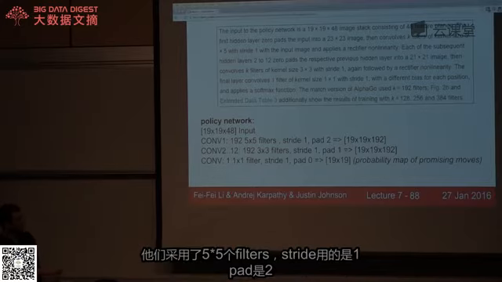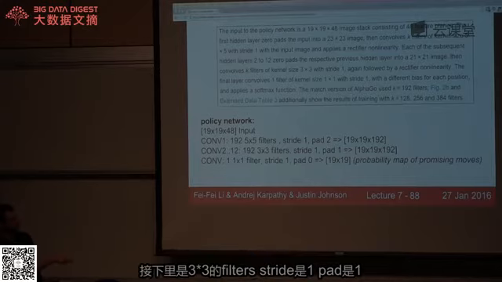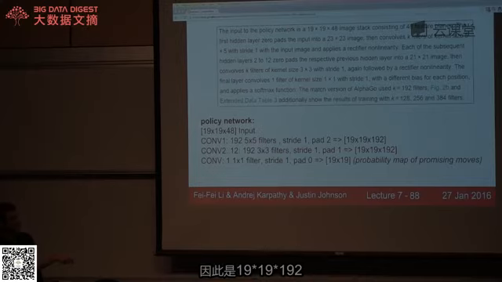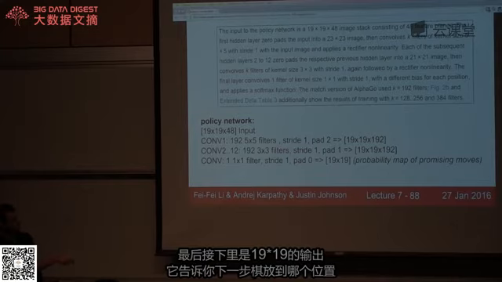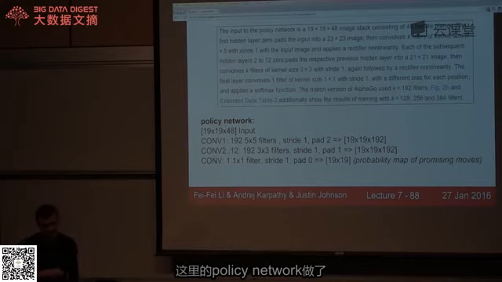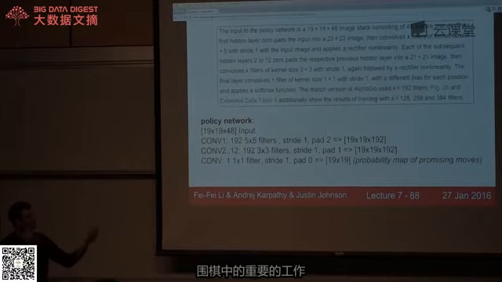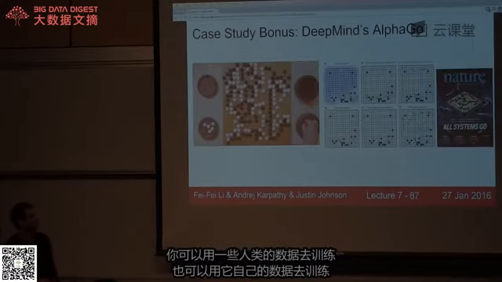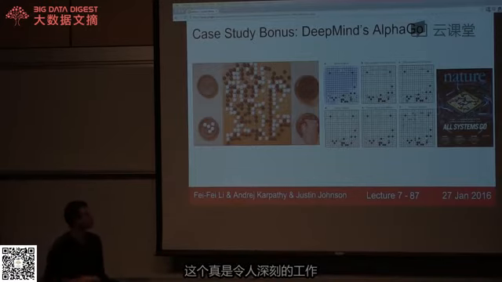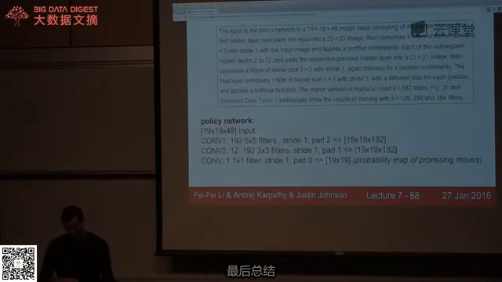And so I wrote it out here. You start out with this input. They do 5x5 filters, stride 1, pad 2. So they preserve the spatial size. And then they do 3x3 filters, pad 1. So again, they're preserving spatial size at 19 by 19 for a long time. And then at the end, they have just a little 19 by 19 array that is telling you just how promising every single position is to play in next. And so that's the main policy network here that is doing a lot of heavy lifting in playing Go. It's just a large ComNet, and you train all those layers. And they train it on some human data and also some self-play data where the network plays against itself. So that's pretty impressive that they can do that, and it's ComNet's doing all of this.